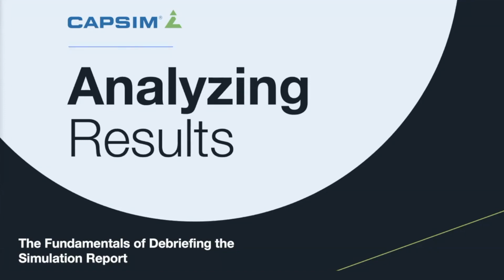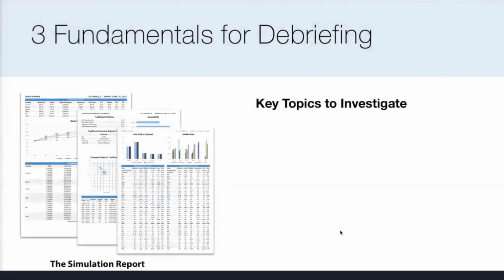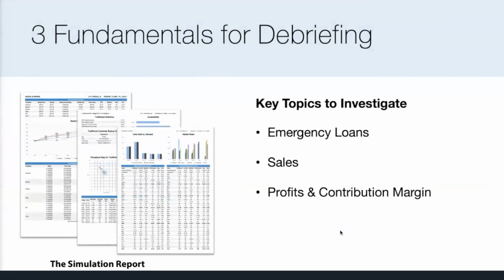In this video, I'll walk through 3 fundamentals of an effective debrief, highlighting key areas and metrics that you'll want to investigate. These fundamentals are emergency loans, sales, and finally, profits and contribution margins. Each of these metrics will tell a story. You'll need to be able to dig deeper into the data if you want to understand the story that's being told. We'll start with emergency loans.